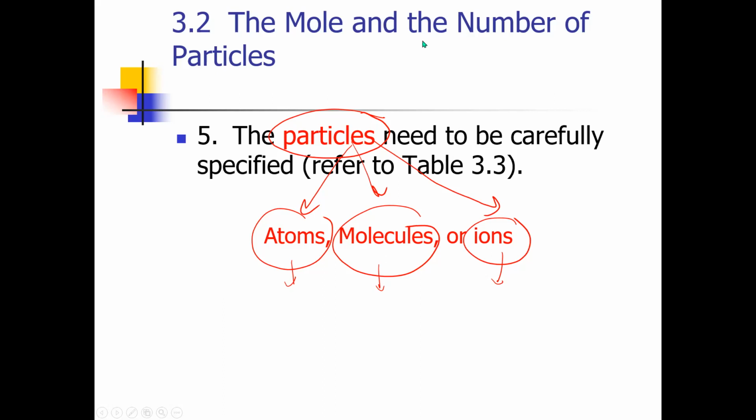So how do I know something is an ion? Is it like non-metal?